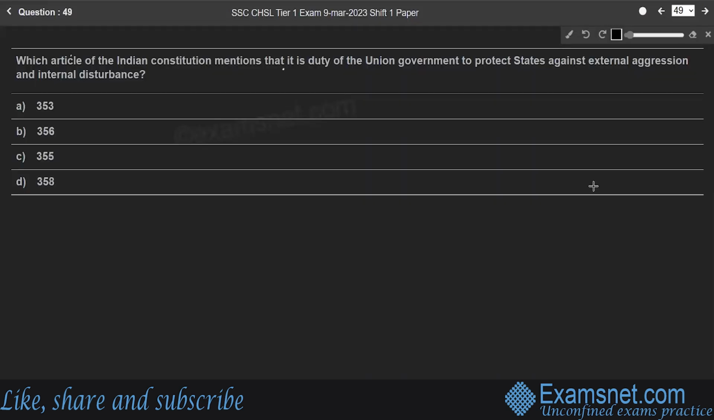Question 49. Which article of the Indian Constitution mentions that it is duty of the Union government to protect states against external aggression and internal disturbance? Here, Article 355. Right? Option C is the right answer. Article 355 states, it shall be the duty of the Union to protect every state against external aggression and internal disturbance, and to ensure that the government of every state is carried on in accordance with the provisions of this Constitution. So option C is the right answer.